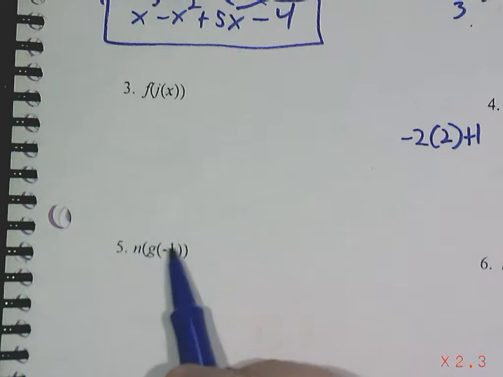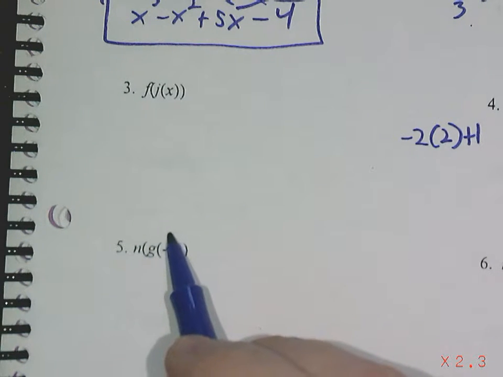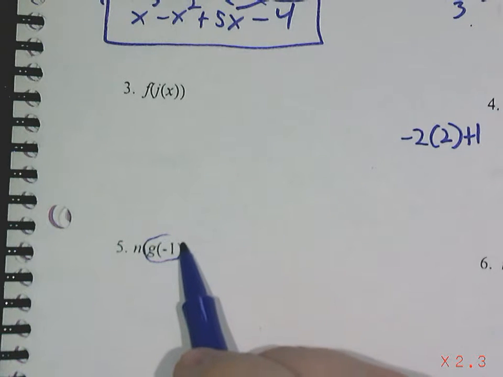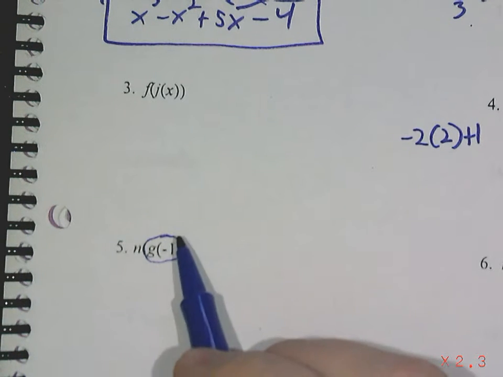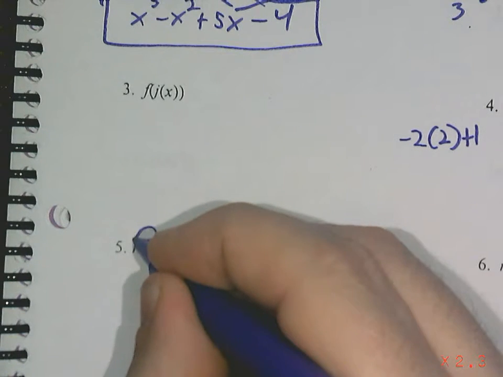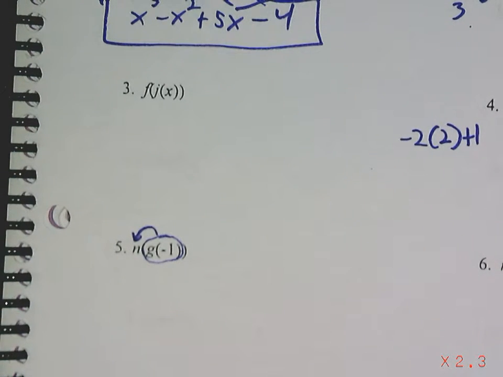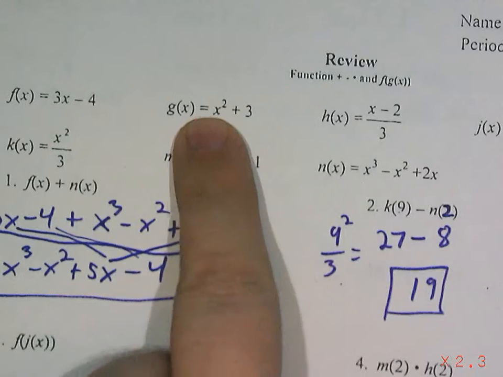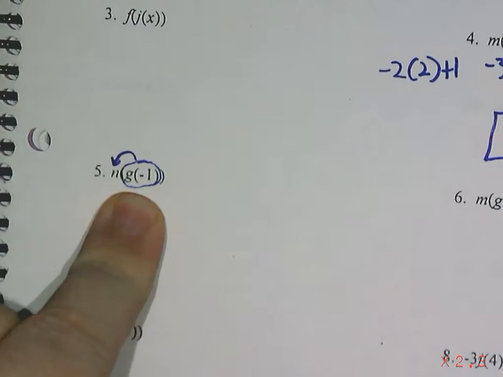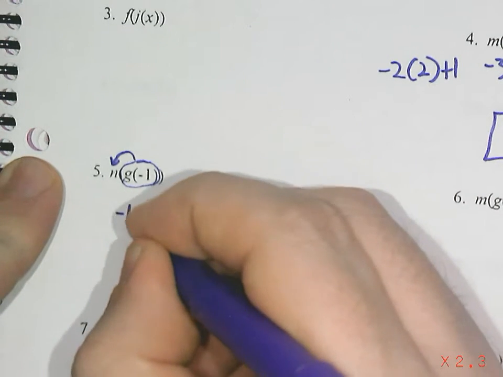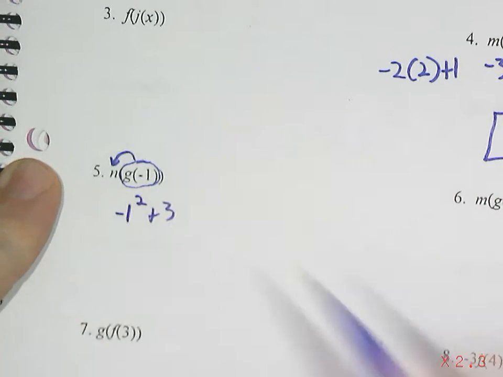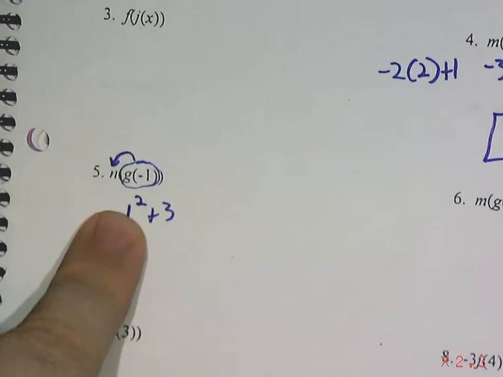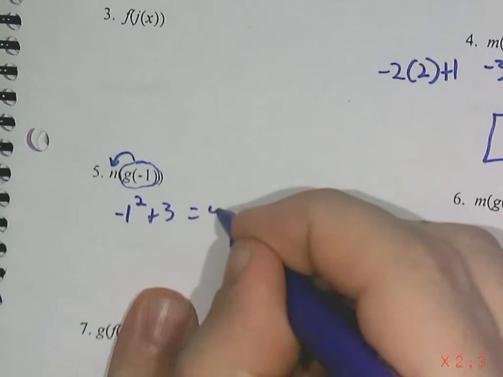g of -1. So what it wants me to do is figure out what g of -1 is equal to, and then take that answer, and that is what I plug into the n equation. Okay, so the first thing it wants me to do is evaluate g at -1. So g is right here, x squared plus 3. So I'm going to take -1 and replace the x, giving -1 squared plus 3. So -1 squared is 1, plus 3 is going to be 4.